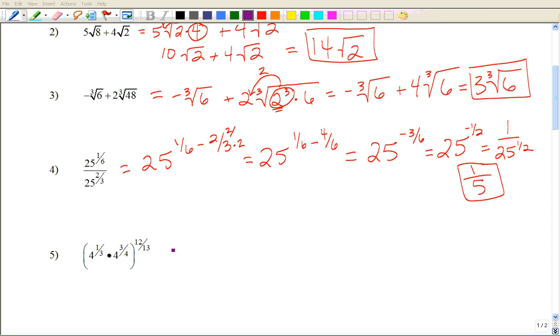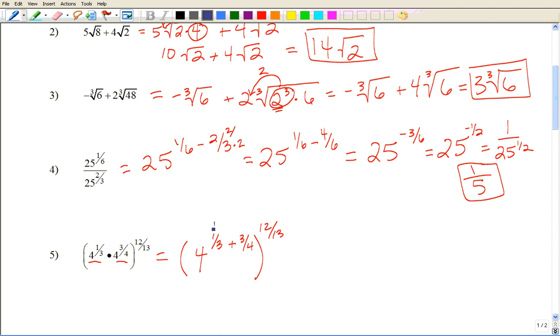So to simplify, first on this one, we'll have equals. Like bases multiplied together, you add their exponents. So we'll have 4 to the power of 1/3 plus 3/4, and that's to the 12 over 13. So I need to get common denominators here. This 1/3 and 3/4 have a common denominator of 12.